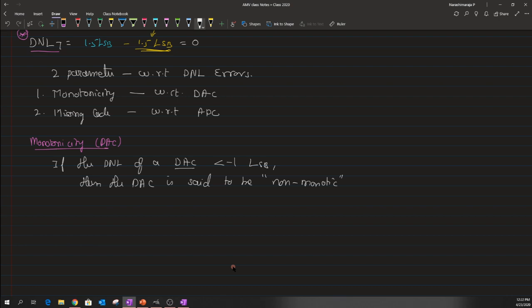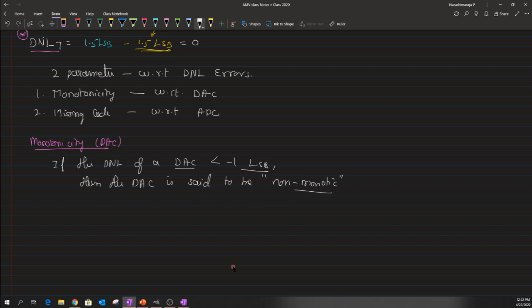First of all, what is meant by monotonicity, and why do we call a DAC non-monotonic when it has a DNL which is, I think, supposed to be more than this minus 1, minus 2. So a DAC which has a DNL less than minus 1 LSB, if it has such a DNL error, then we call that a non-monotonic DAC.